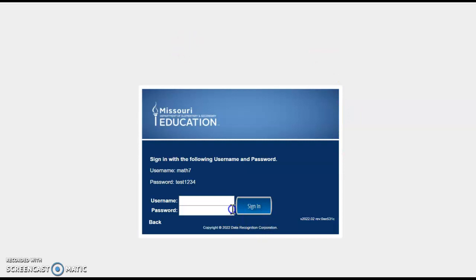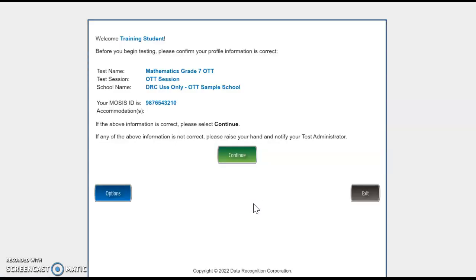Again, you'll see that username and password page pop up, and we are going to use that mock username and password that they gave us and type that in, but we know that on the actual map test, you'll have a slip of paper that has your username and password on it, given to you by your teacher.